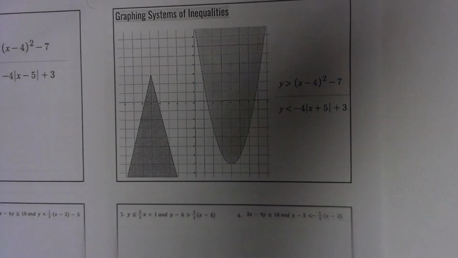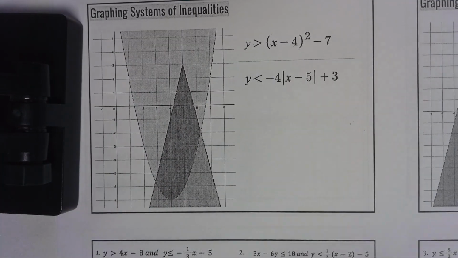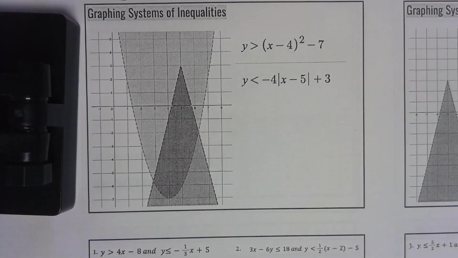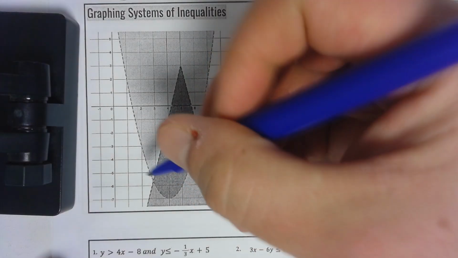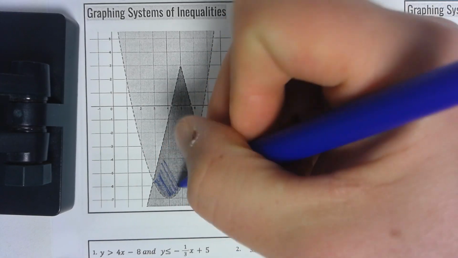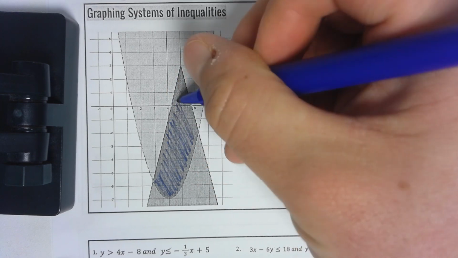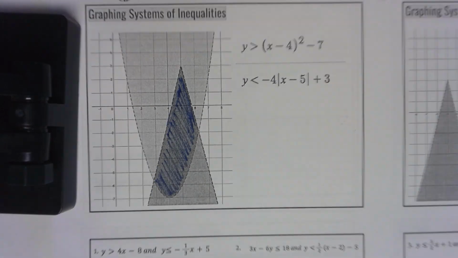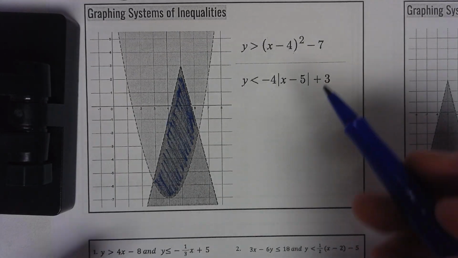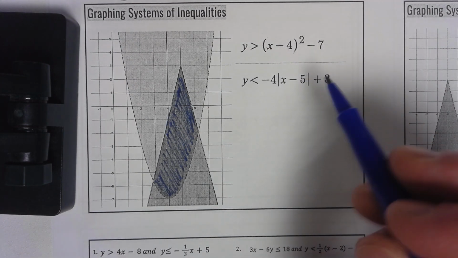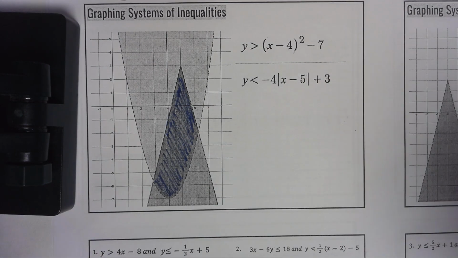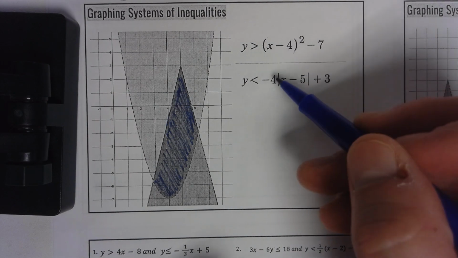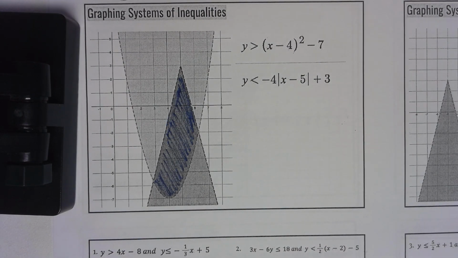Based on where the graphs intersect and where the shading overlaps, we would say that the solution to this system is where the shaded regions overlap. Every point in this shaded region, if we took the x and y coordinates of every point in there and plugged them into these inequalities, it's going to be true for both of them. So that's what our shading is representing. It's the set of points that make both inequalities true, and thus that's why we only care about the overlap.